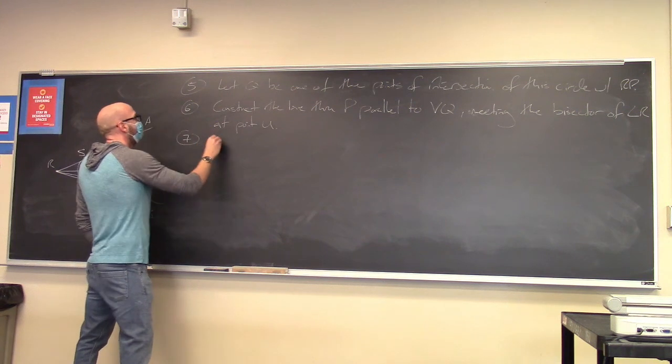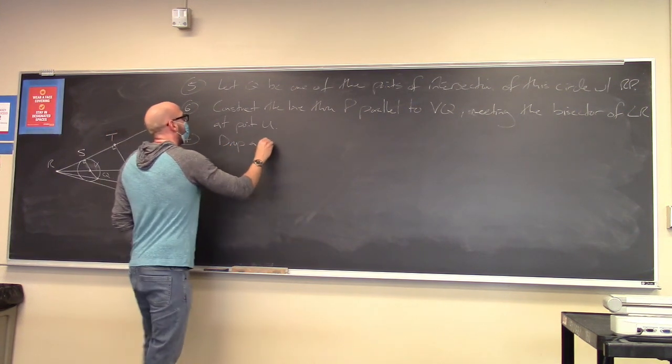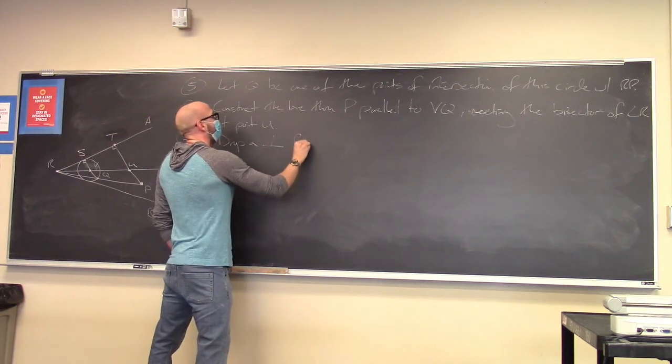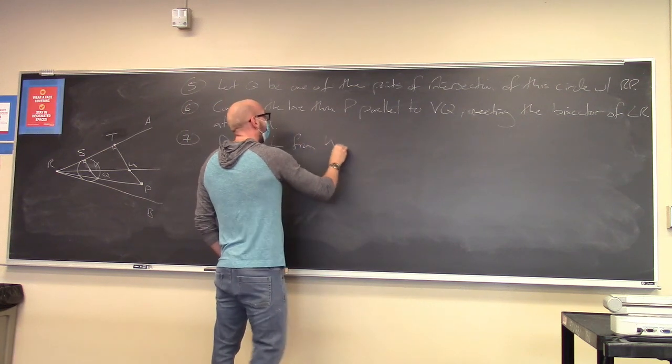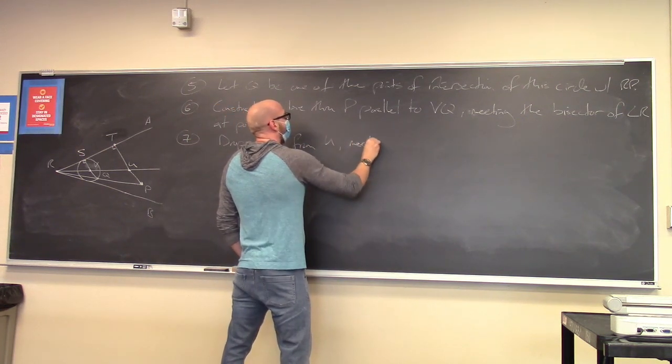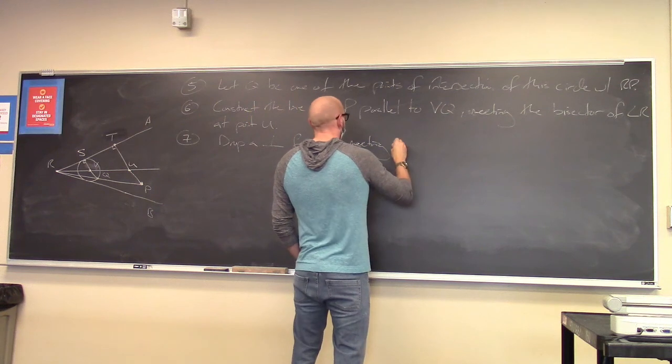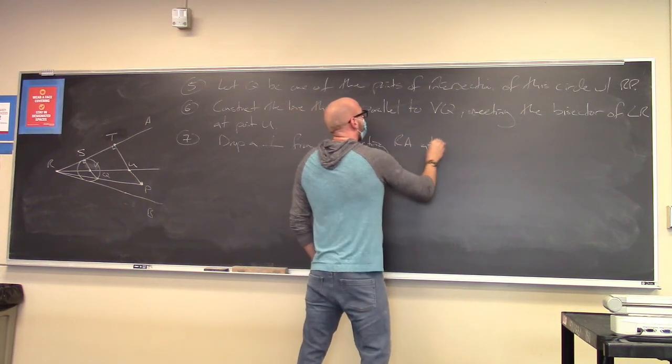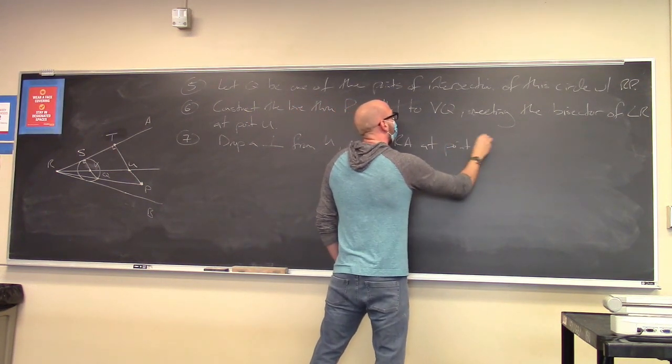7, drop a perpendicular from U meeting RA at point T.